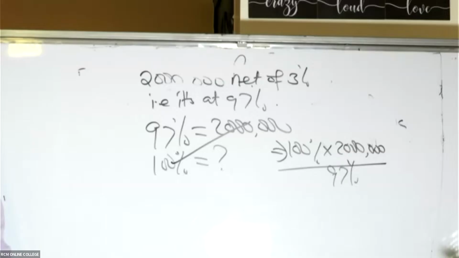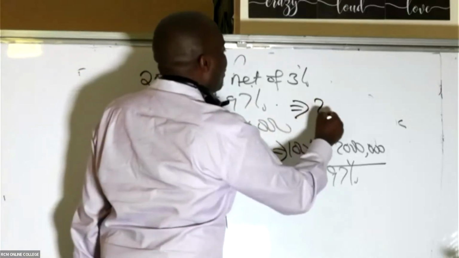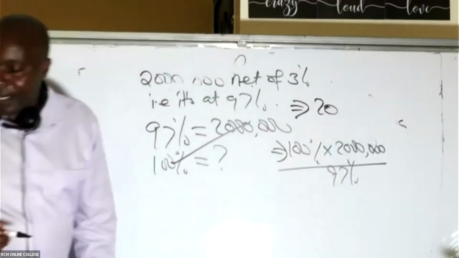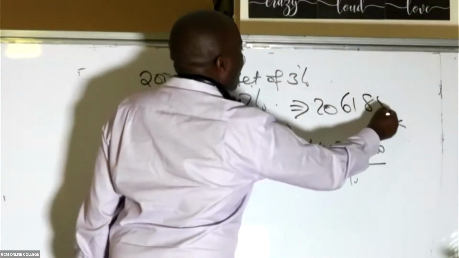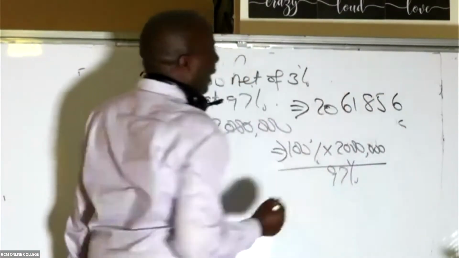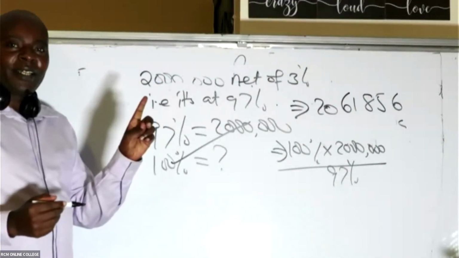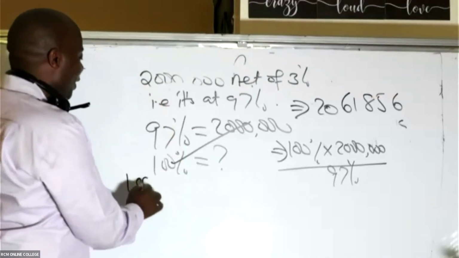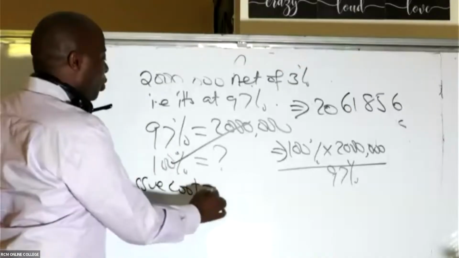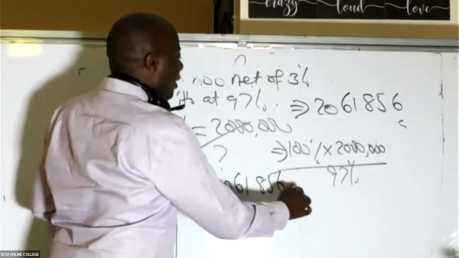2061,856. But this is 2061,856, something like that. So this is the gross amount. The gross amount. And therefore the issue cost will be equal to how much? The issue cost will be the 2061,856 minus the net.